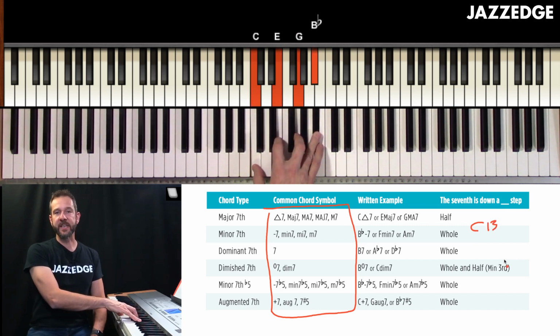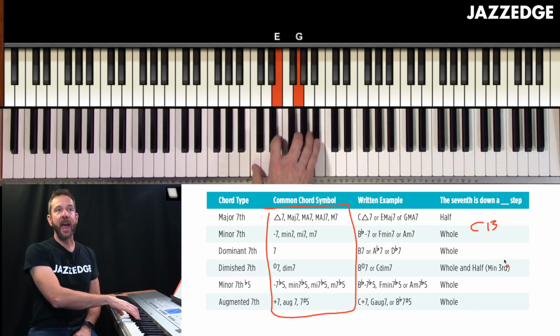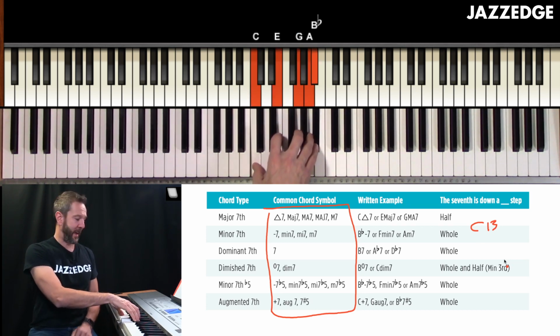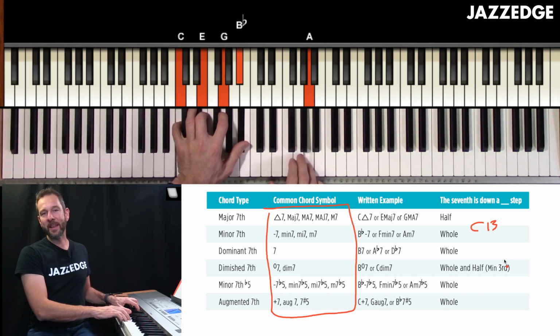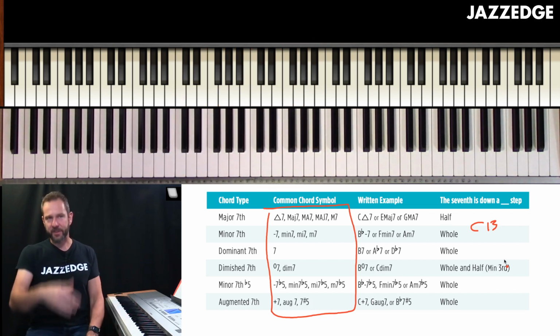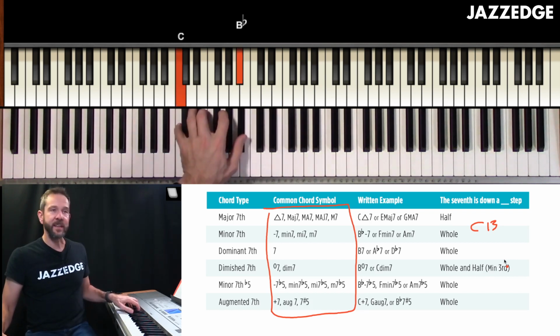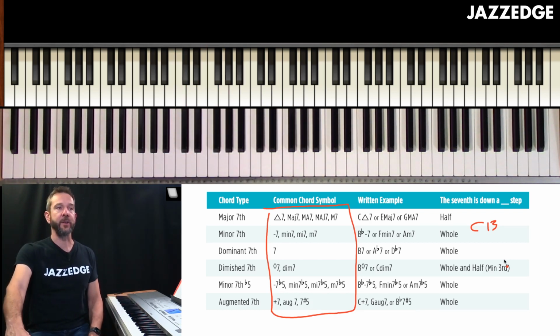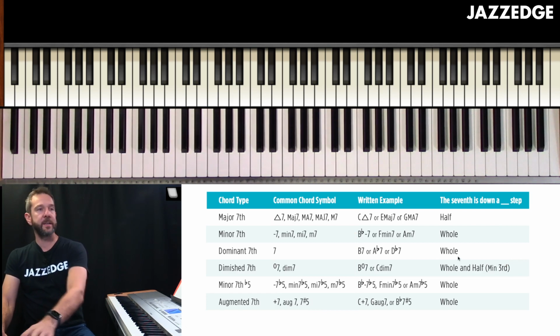You can just play it as a C7 chord. What they're saying is that you're adding the 13th in there, okay? But that's usually because the melody is the 13th, and so they write C13. But the reality is you just play it as a C7 chord. All right, let's go on to the next one here.